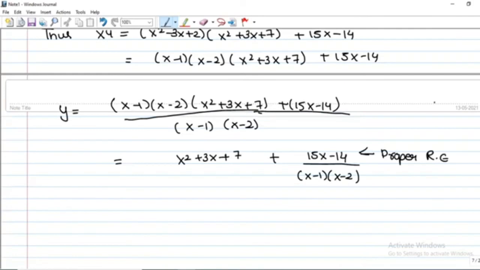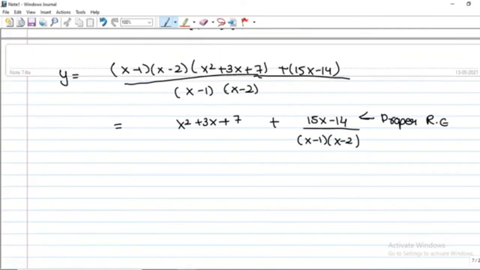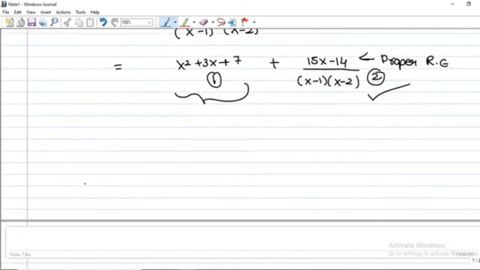Here we have two equations. This one is 1 and this one is 2. Which one should we resolve? This one, because this is a simple polynomial equation, we can differentiate it n times easily, but this one we cannot differentiate. We will use the nth derivative formula. For that we will resolve it. Okay, so let's resolve.